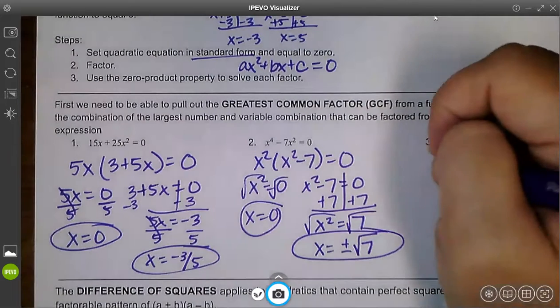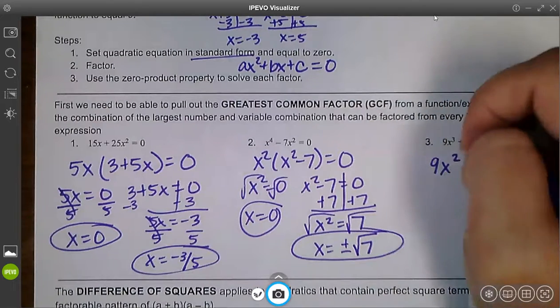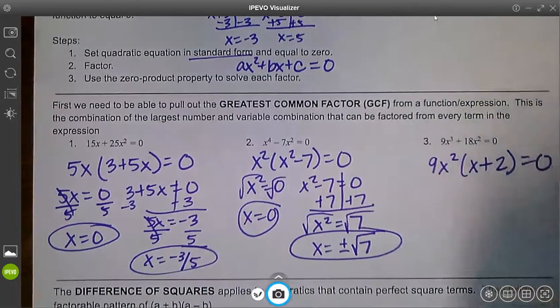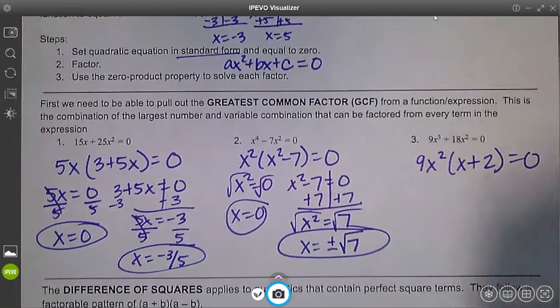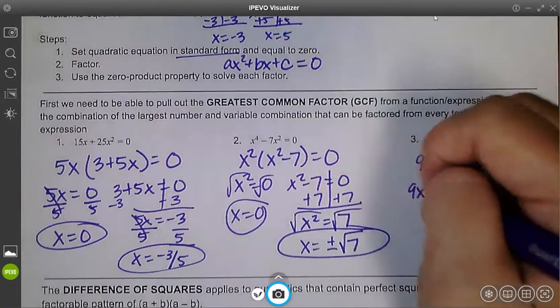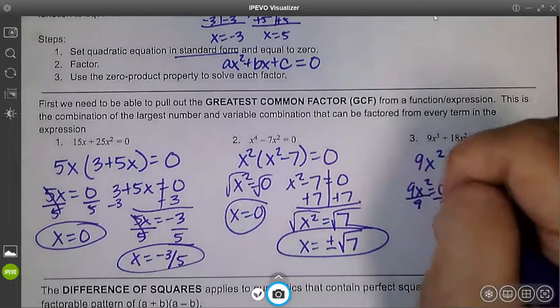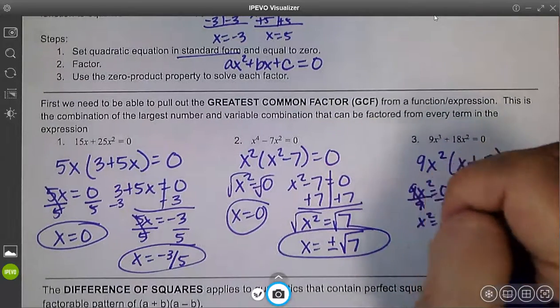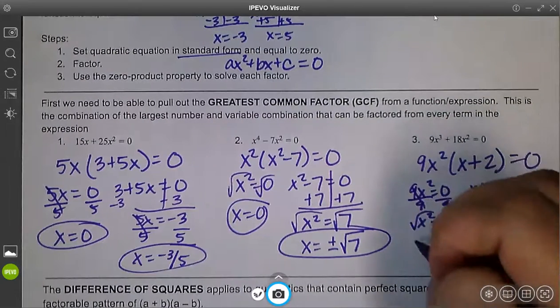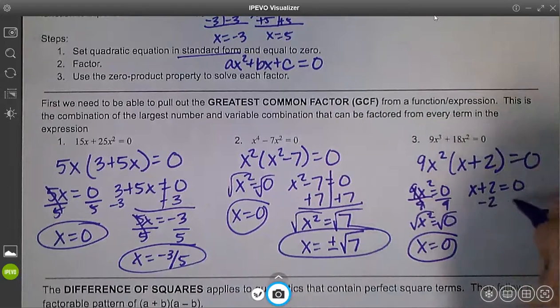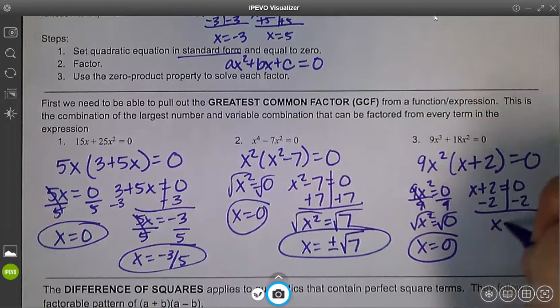The next one, pulling out a 9x squared, and I'm left with x plus 2. And I divide each of those by 9x squared. So I have 9x squared equals 0 and x plus 2 equals 0. Divide both sides by 9 here. Take the square root. You get x equals 0. Subtract 2 from both sides. x equals negative 2.